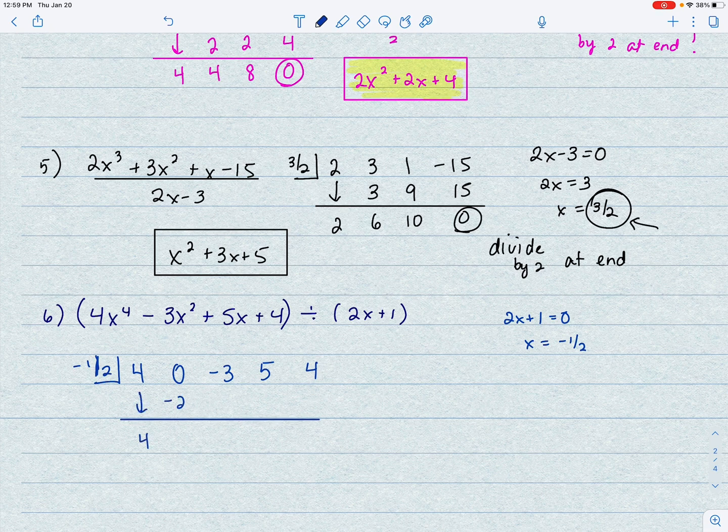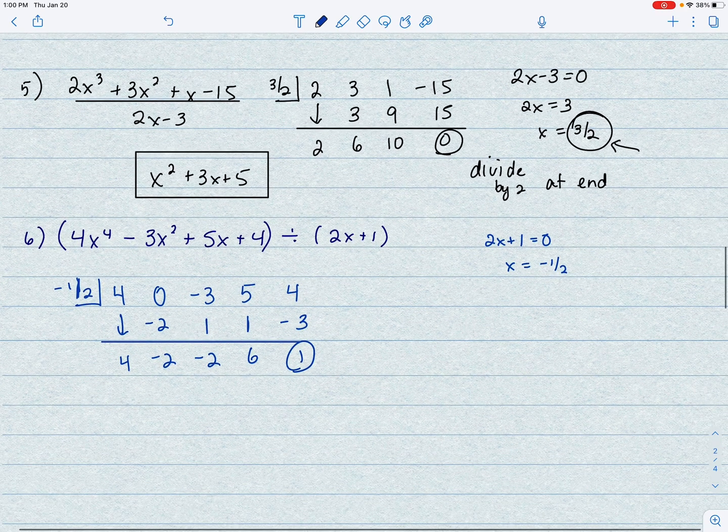4 times negative a half is negative 2. Negative 2 times negative a half is 1. Negative 3 plus 1 is negative 2. Negative 2 times negative a half again, 1. That's a 6. That's a negative 3. We do have a remainder this time. Now, when you go to divide everything by 2, you don't divide the remainder by 2.